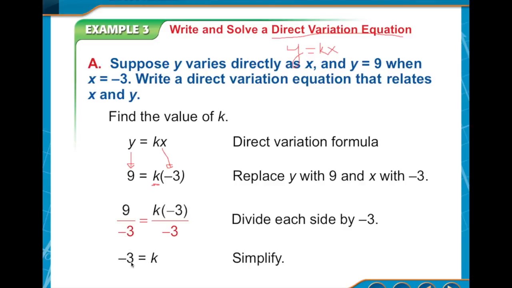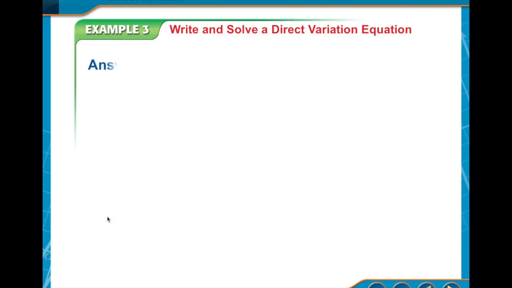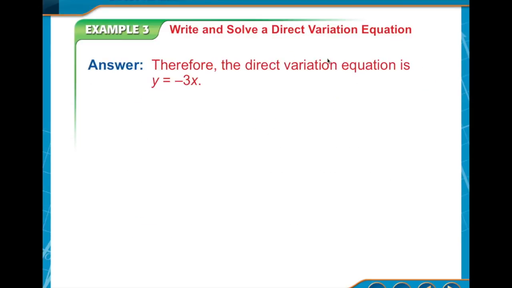So k is negative 3, but we're not done, because the question asked us to write a direct variation equation. So we need to know what is y equals some number times x. We need to know what that some number is. Well, we just said that k is negative 3. So in this blank, put in a negative 3, and this is our equation. y equals negative 3x. On our next slide, that's what we're going to see as our solution. The direct variation equation, simple: y equals negative 3x.